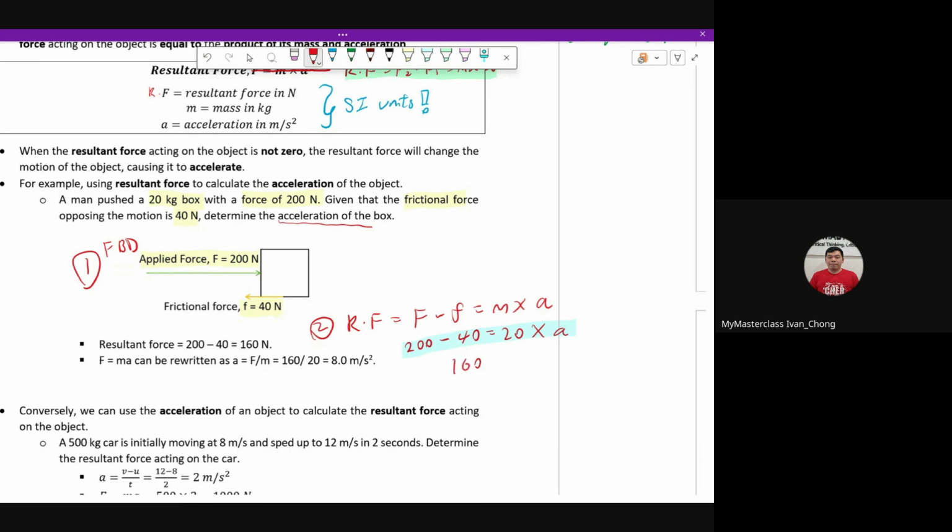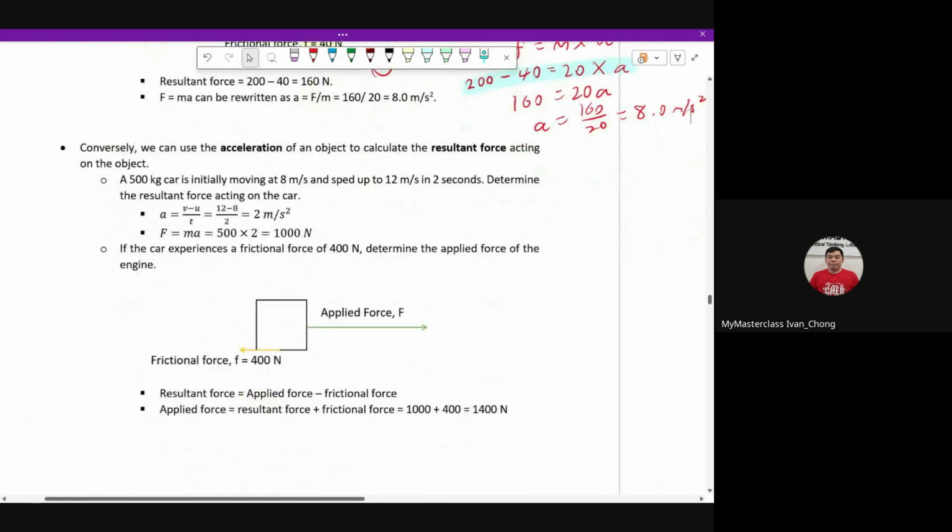This is 160, this is 20a, right? And your a value will therefore be 160 divided by 20, you end up with 8.0 meters per second squared. So this is how you solve for your values over here.